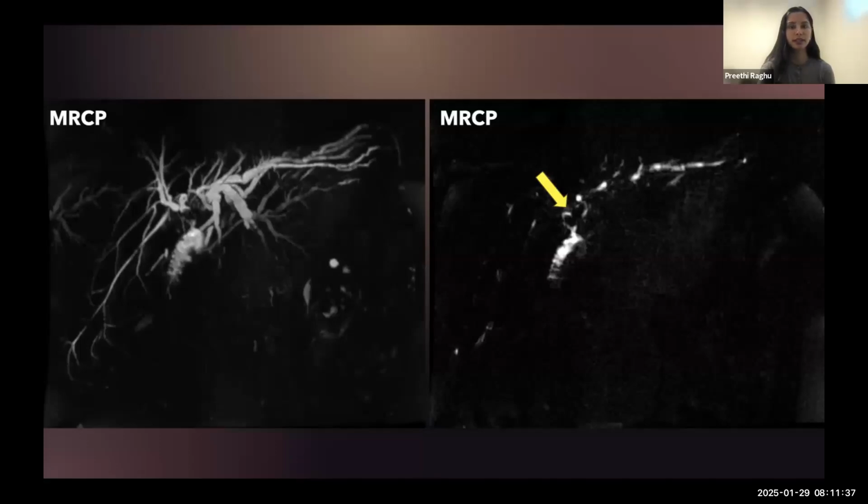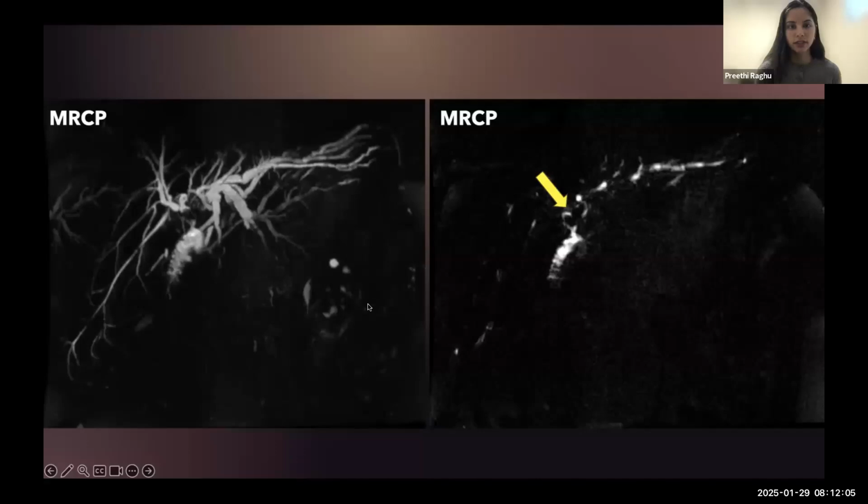Other things that can also be low T2 are things like air. So pneumobilia will have the same look, but it will be anti-dependent. So in this case, we have sort of two rounded foci that are dependently layering within the, just at the start of that common hepatic duct. So this was in fact choledocholithiasis in the setting of liver transplant, so a bit unusual.